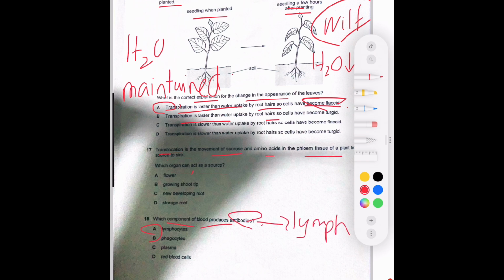For question 17, translocation is the movement of sucrose and amino acids in the phloem tissue of the plant from the source to the sink. Which organ can act as a source? Well, the one that can act as a source is the storage root, because it can act as both a source and a sink in general. Now, 18. Which component of blood produces antibodies? Well, this is just plain and simple. It is lymphocytes. Therefore, A is a reasonable answer.